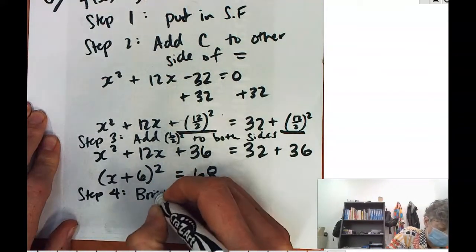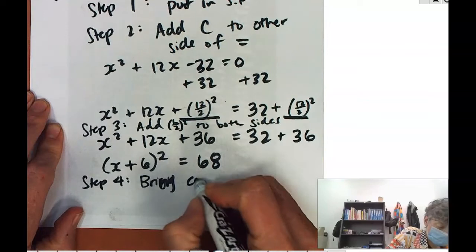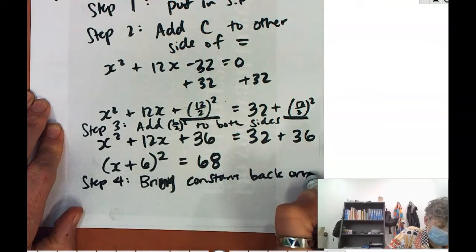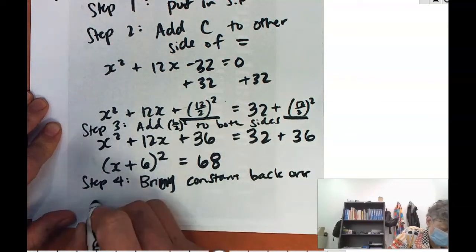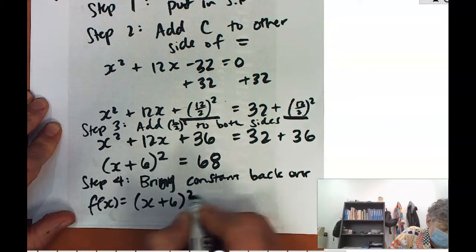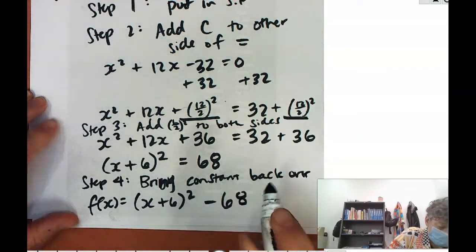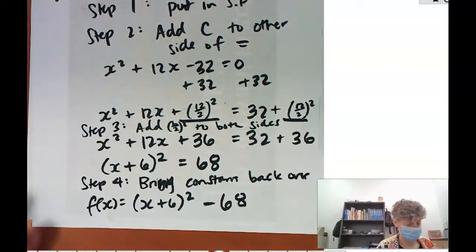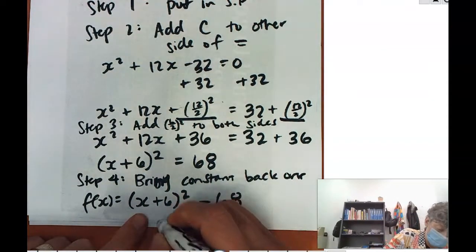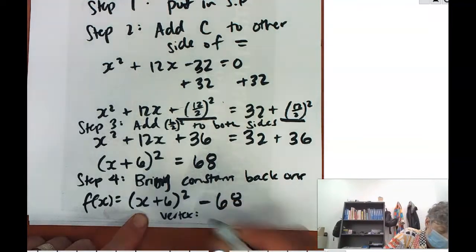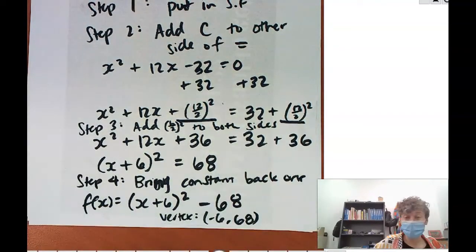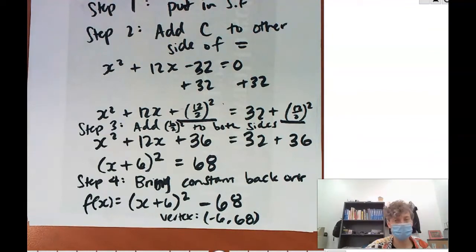Bring constant back over. So we have f of x equals (x plus 6) squared minus 68. I would have subtracted 68 on both sides. And now this is in vertex form. Where's the vertex? That's at negative 6, comma, 68. Et voila.